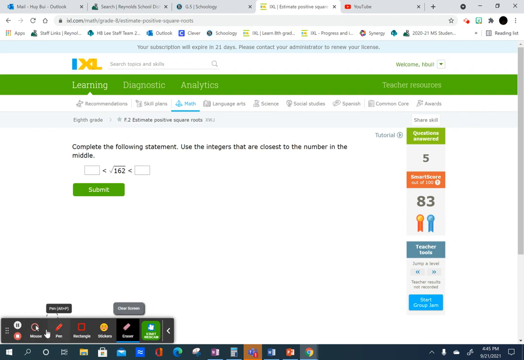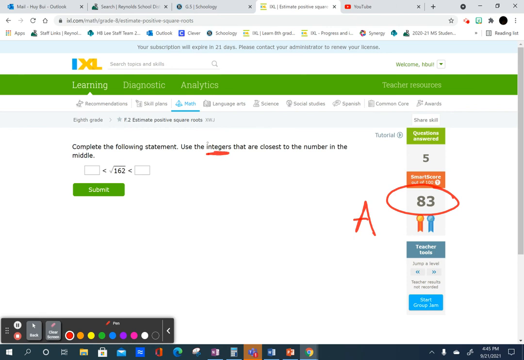All right. Ooh, this one looks tricky, and this is the types of problems that you'll see when you reach a grade of a letter A. Okay, so 80% or higher is an A. Now let's see. Complete the following statements. Use the integers. So we're going to look for the whole numbers that are closest to this number in the middle. So our number is 162.